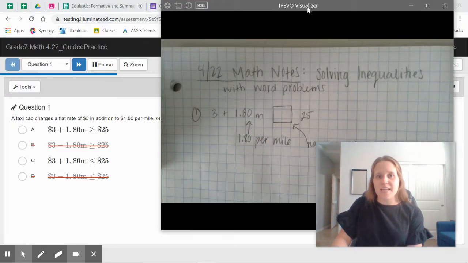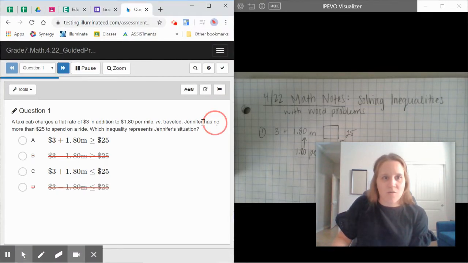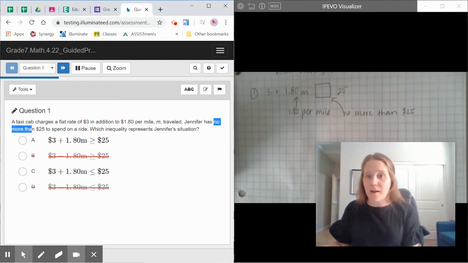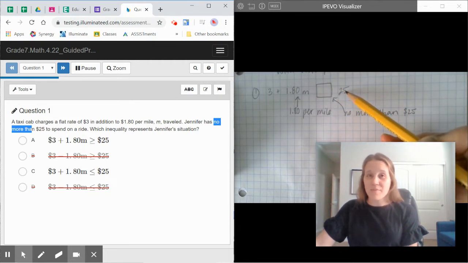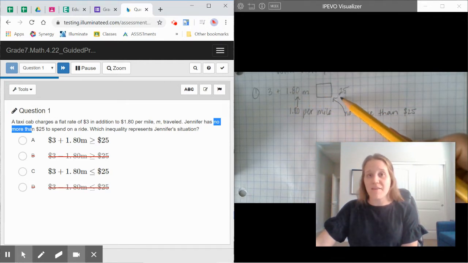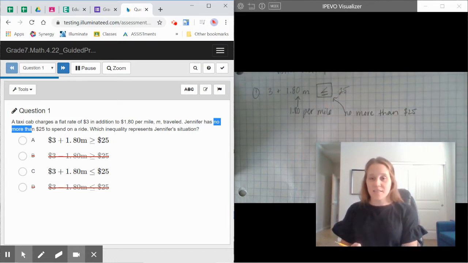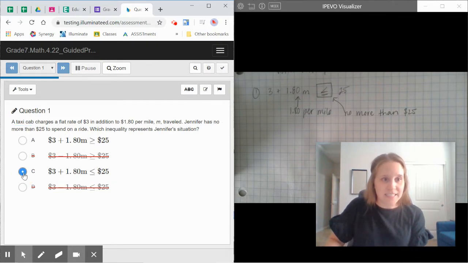There is a key phrase in question 1. The key phrase in question 1 is no more than. That key phrase tells me a lot about this problem. I know that the cost that I would pay on the taxi can be no more than 25. 25 is the maximum amount. So what is less, the amount I pay or 25? Yeah, the amount I pay is less than or equal to $25. Okay, so the correct answer choice here is C.